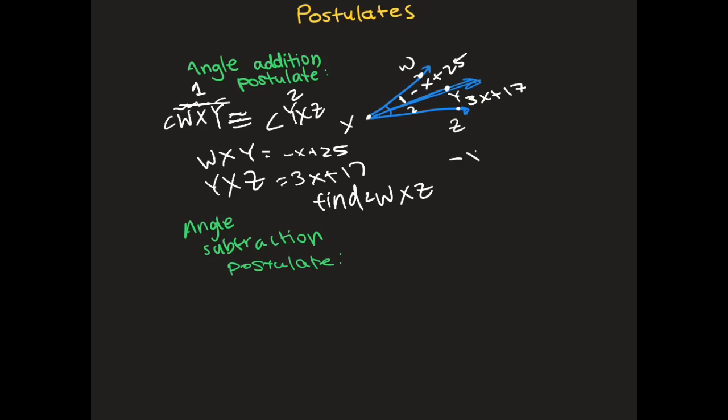So we'll do that right now. Minus X plus 25 is equal to 3X plus 17. All you need to do after this is just solve for X, and then substitute it in to solve for WXZ. I'll let you do that on your own. And angle subtraction postulate is the same thing, except you're just subtracting.